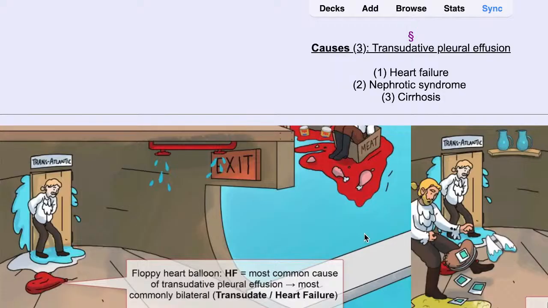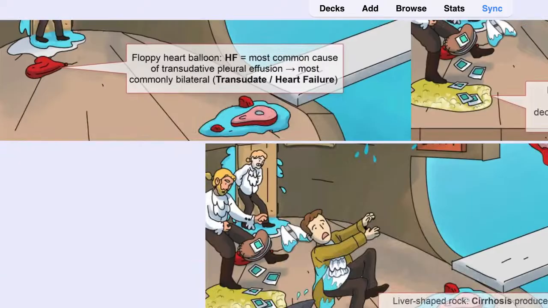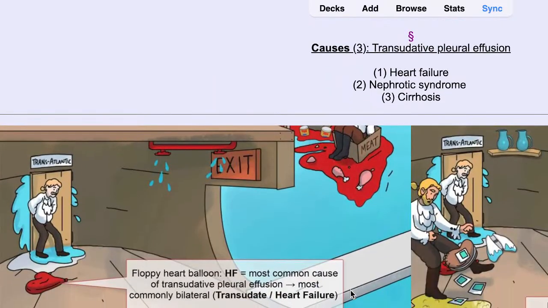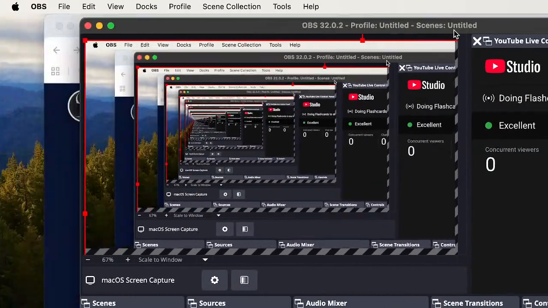Okay, so heart failure. You got the cirrhosis. Oh no, that's nephrotic. Then you got liver. So you have heart failure, nephrotic syndrome and cirrhosis. You just have to remember those three. All right, I hope it looks good. I hope it's not too bad.